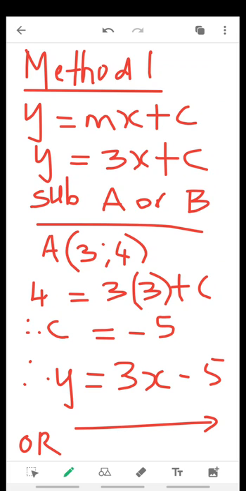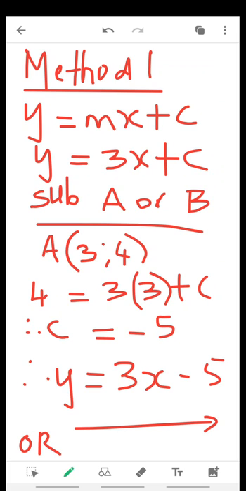So remember, A and B are points that lie on the straight line. So I can substitute either A or B in the equation to find C. I'm substituting A. You can substitute B. That's fine. So remember, 3 will be my X, and then 4 will be my Y. So when I substitute, 4 equals 3 times 3 plus C. Therefore, my C equals minus 5. Therefore, the full equation now will be Y equals 3X minus 5. The minus 5 represents C.